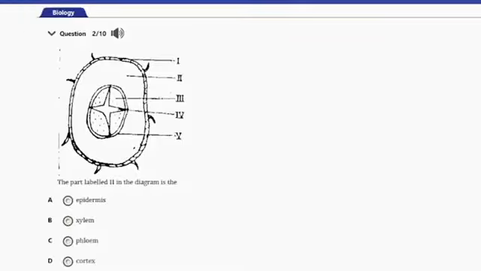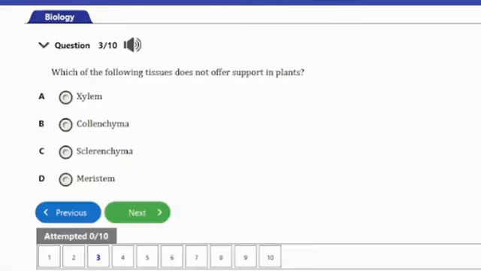It says, the part labeled II in the diagram is the A. Epidermis, B. Xylem, C. Phloem, D. Cortex. So guys, the answer to this question here is option D, and that's the cortex. So let's go ahead and consider the next question. That's question number 3 here.